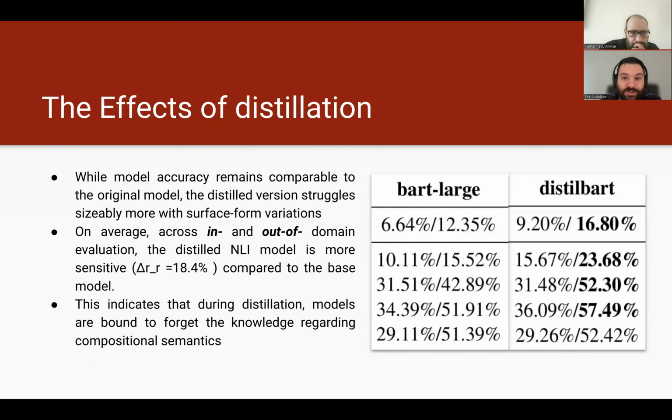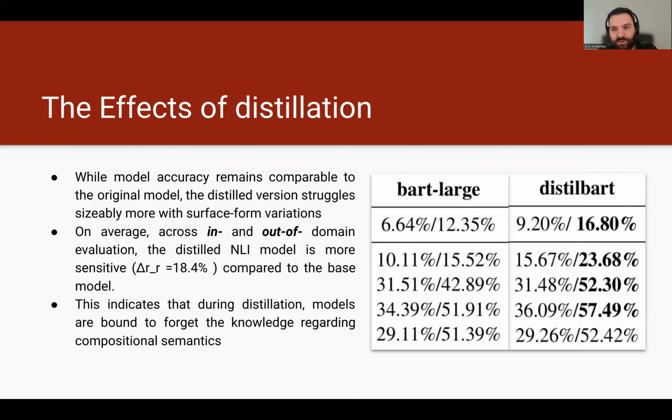One interesting thing that we see is that we say, okay, let's see how the distillation process affects the capability to maintain and find these logical relations. And we see that if the model came from a larger model and is distilled, the effect is much more pronounced in terms of how insensitive it is towards semantics.